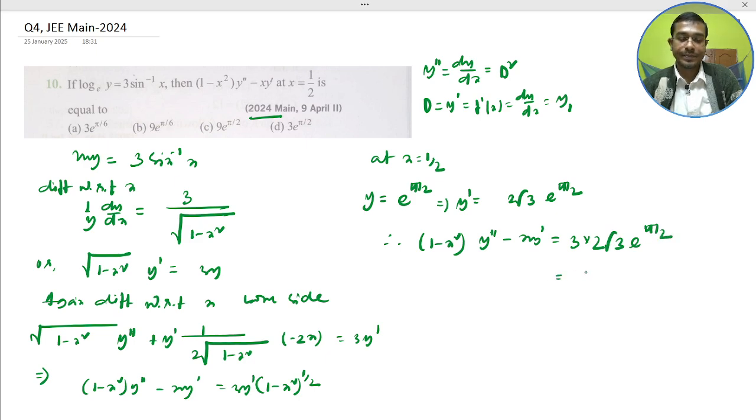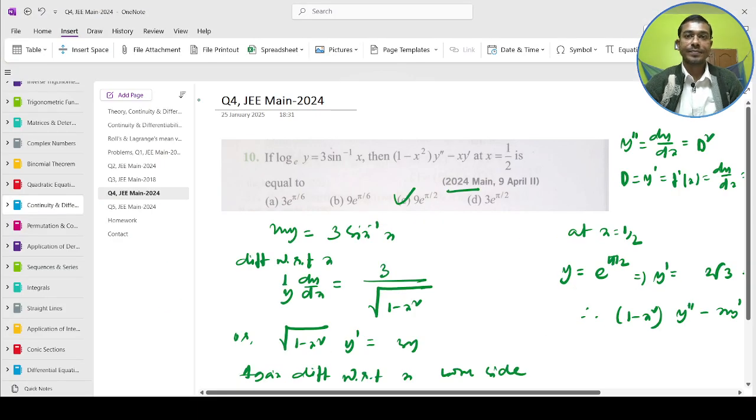This would be what? Root 3 by 2. This would be what? Root 3 by 2. So equal to 9 e to the power pi by 2. C would be our correct answer. Last question.